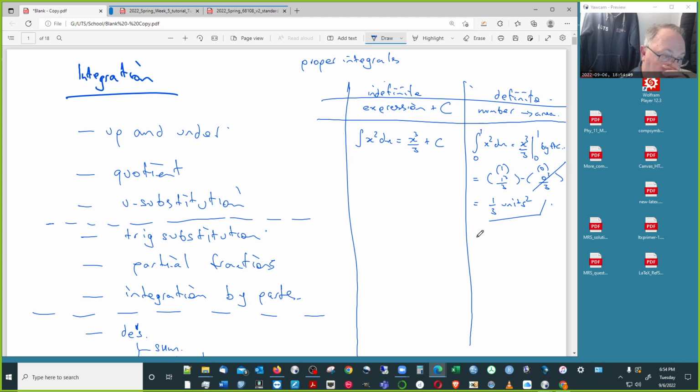So they're two very different propositions. And I won't do the rest here, but I'll just basically do a quotient. So a quotient is basically the derivative of the function over the function itself is equal to the log of the function.